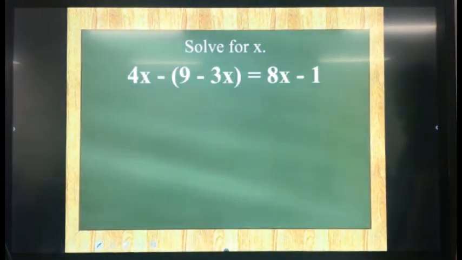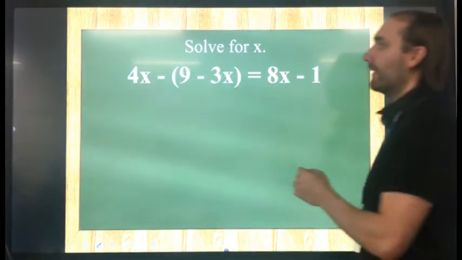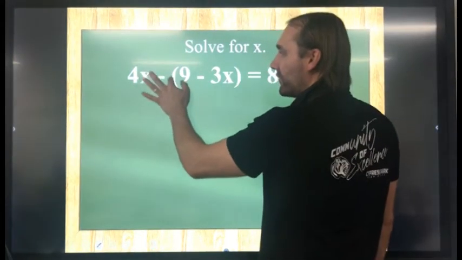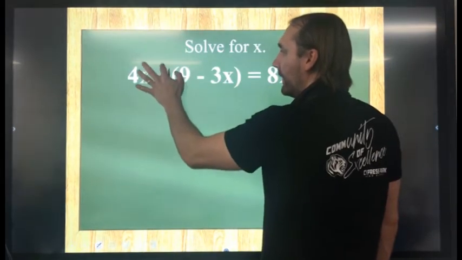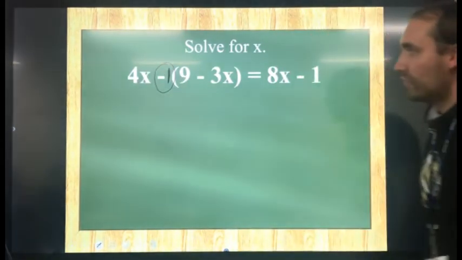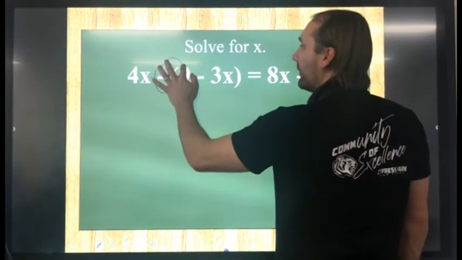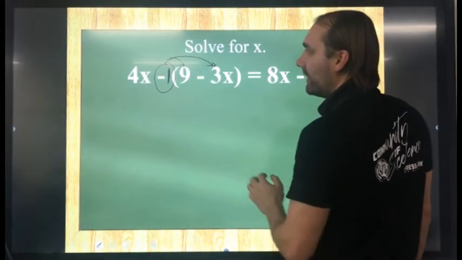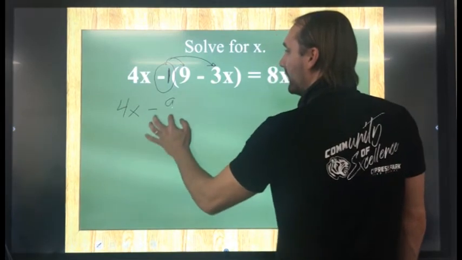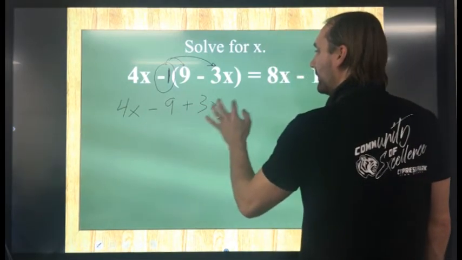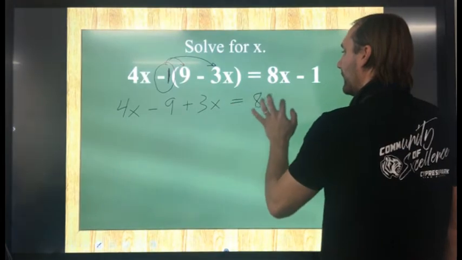What's the next thing I could look at? Distribute. I have a subtraction. What is this really? Negative. It's a -1 right here. So I need to distribute that -1 to both the 9 and the negative 3x. That gives me 4x minus 9 plus 3x equals 8x minus 1.